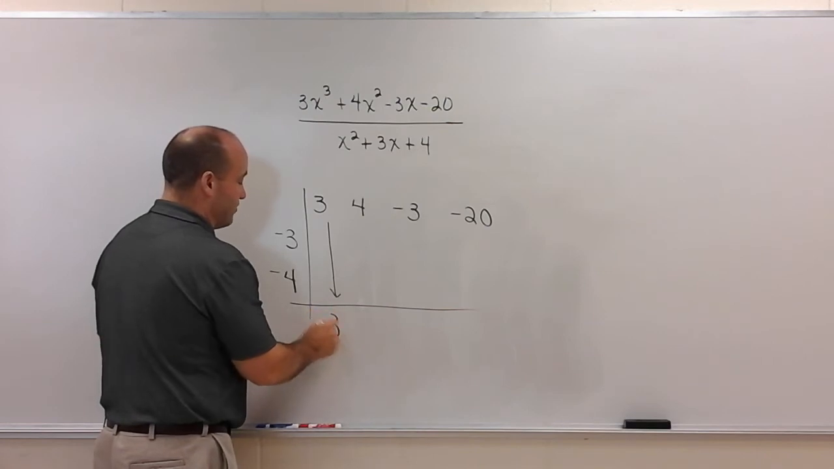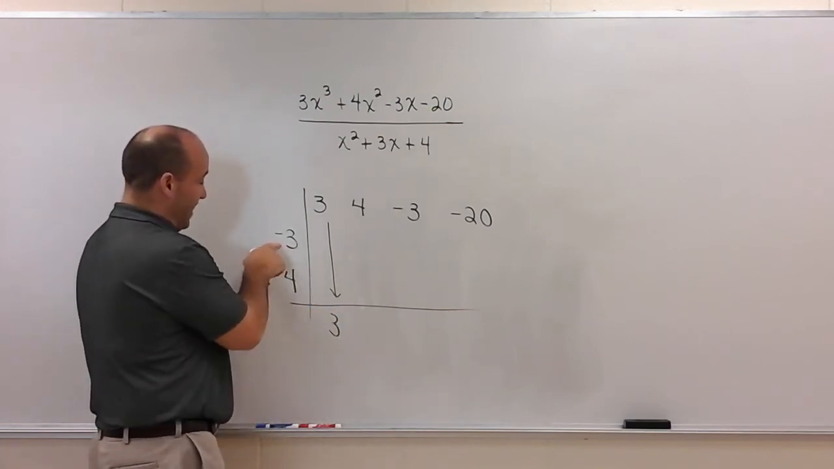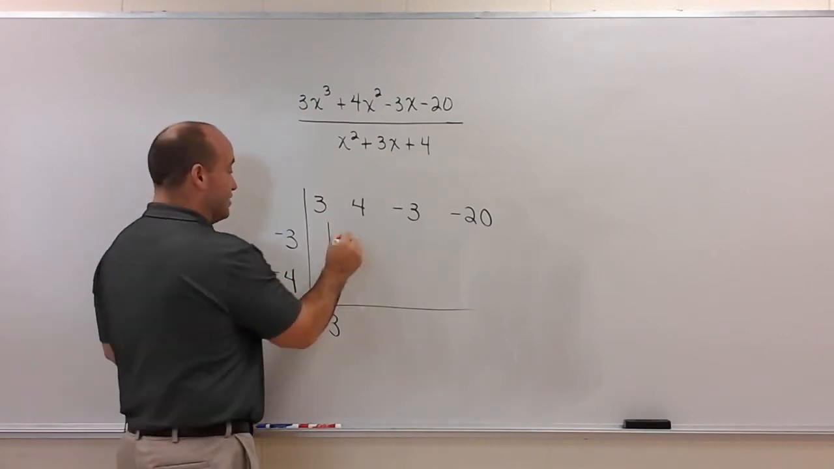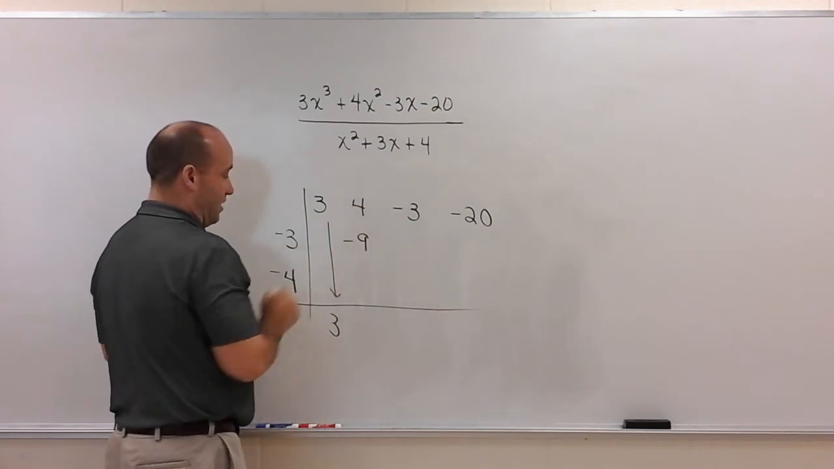So the first thing we're going to do is, of course, bring down our first term like we always do. So we'll bring the 3 down. Now we're going to multiply. So I'm going to take this first divisor, negative 3 times 3. That gives me negative 9. So we're going to put that underneath that first number in that next column there.